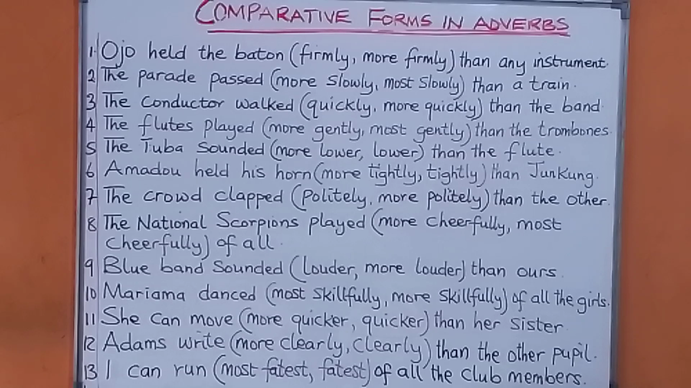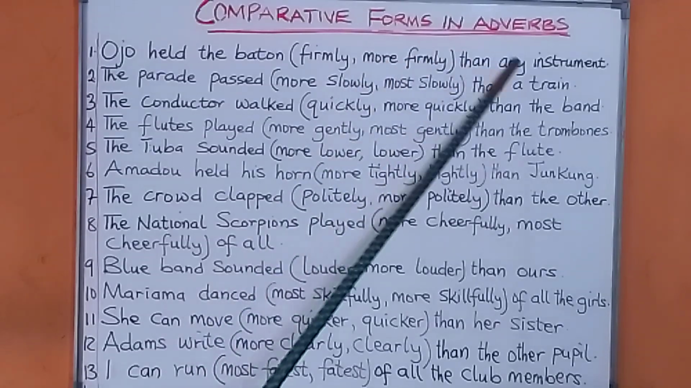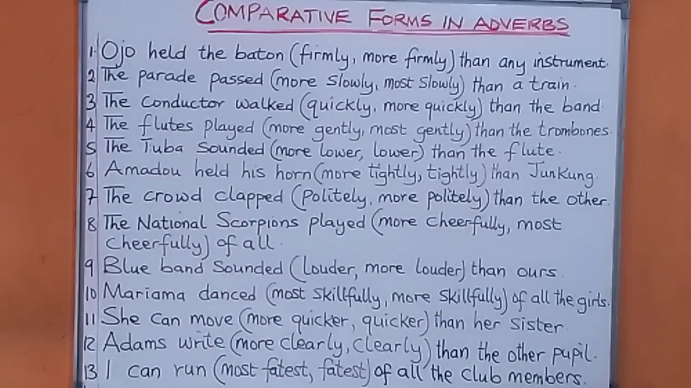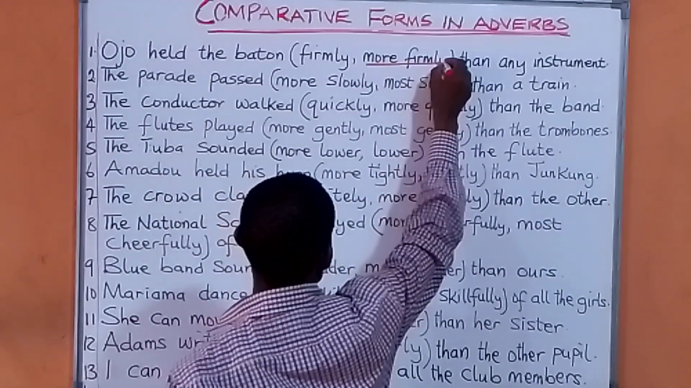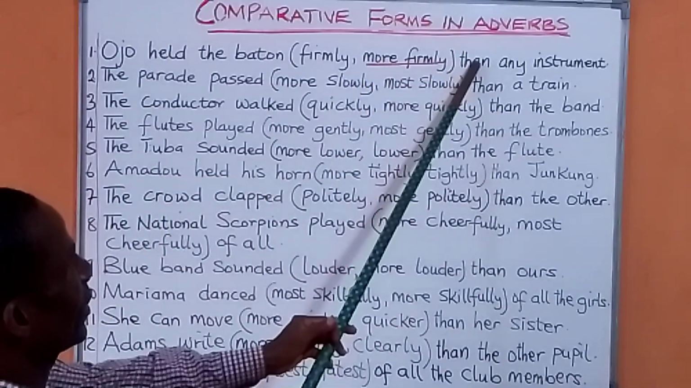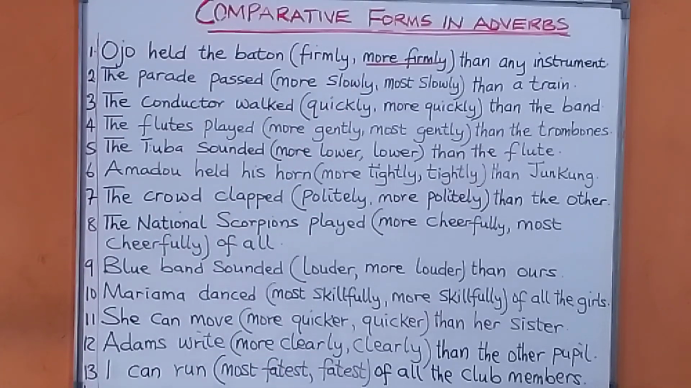Now, look at that. Number one, Ojo held the baton firmly, more firmly than any instrument. What are you going to underline here? More firmly. You are using comparison there again. So you have to take a group that is comparative. More firmly than any instrument.